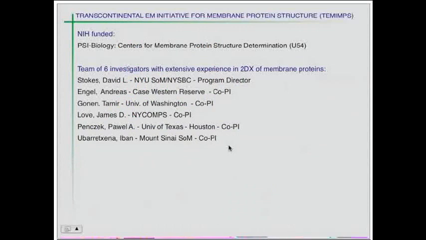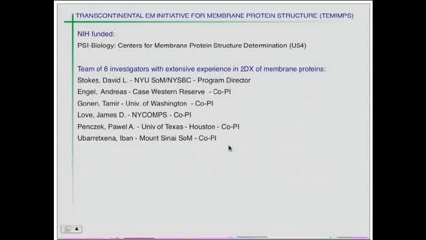And this is just 30 seconds. We very recently got this project funded, the Transcontinental EM Initiative for Membrane Protein Structure. It's transcontinental because it involves several groups across the US. This is a U54 center funded by the NIH. The NIH, the Protein Structure Initiative of the NIH, has realized that they want to move more into membrane protein biology. We competed against X-ray crystallographers and NMR spectroscopists to get this, and we were funded.